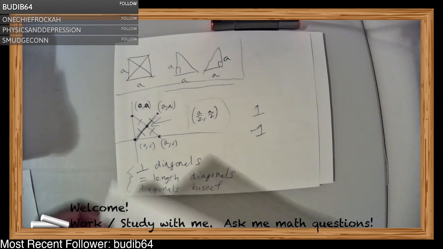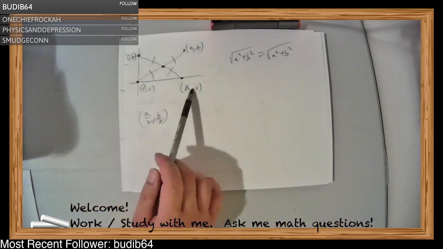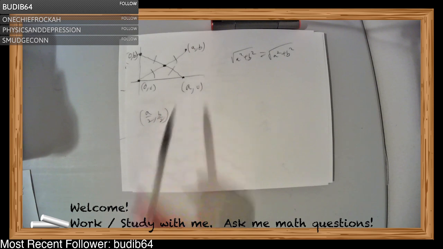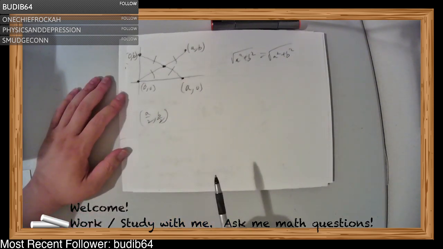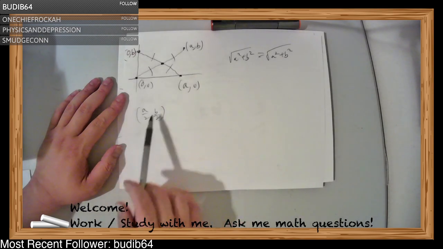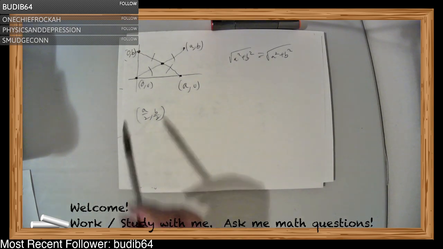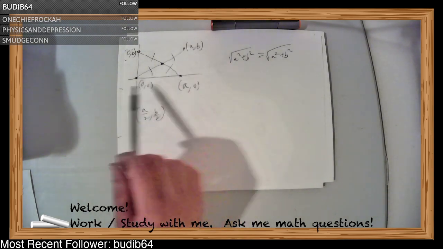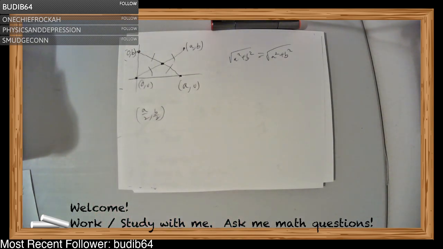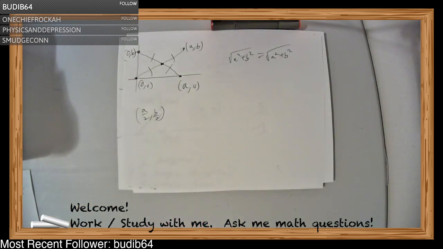All right, so let's do rectangles. We have (0, 0), (a, 0), (0, b), and (a, b). Again, we kind of talked about this. The midpoint here is the same for both segments. The distance is the same. This is a squared plus b squared, square rooted. This one is also a squared plus b squared, square rooted. I think that's all I want to say about that.